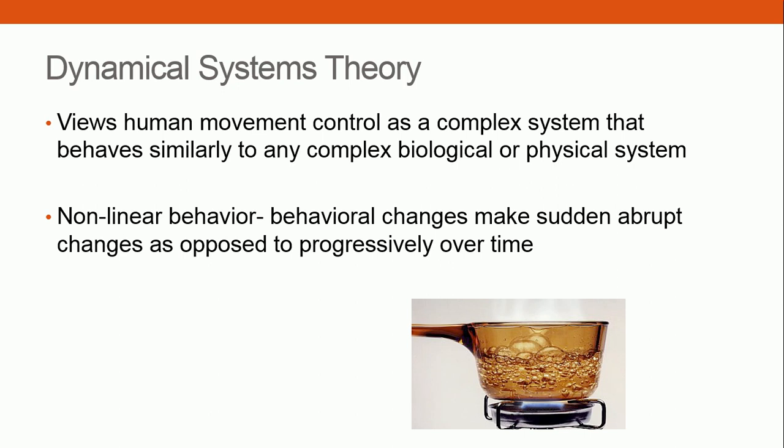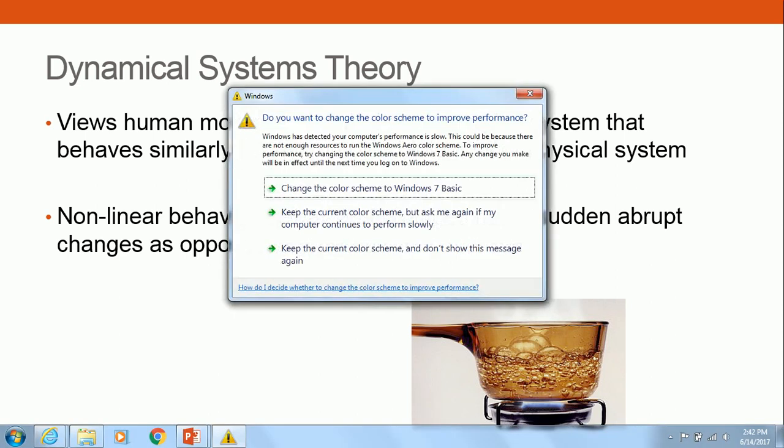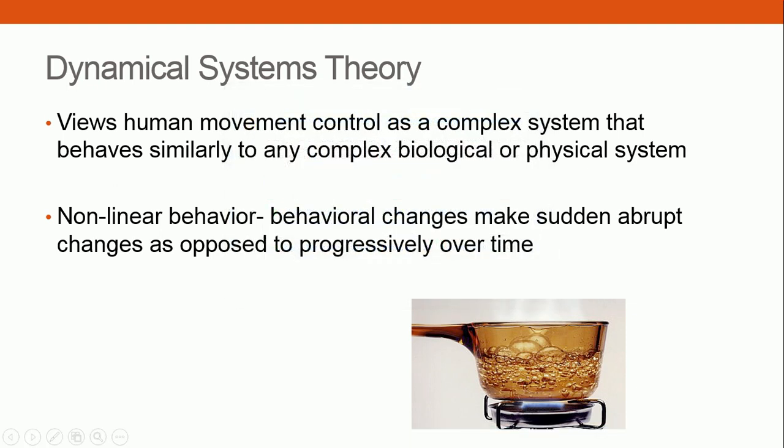Within dynamical systems theory, one of the main premises is that we observe nonlinear behavior. That means when behavior changes happen, they don't happen progressively over time. They happen abruptly based on a reaction to some particular change. A basic example is when we heat water. If we put a pot of water on the stove, for a long time it's going to look the same, and then suddenly it's going to change and it's going to be boiling. The behavior of the water becomes very different all of a sudden. We hit a certain temperature and we see a nonlinear change in the behavior of the water.